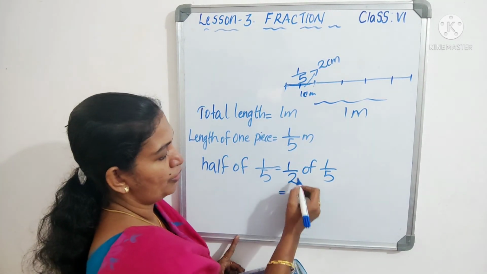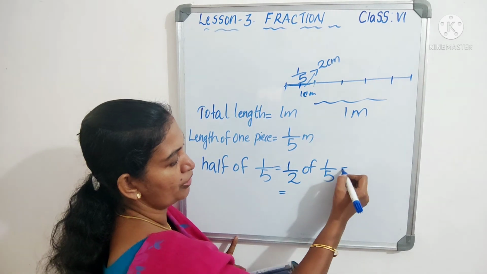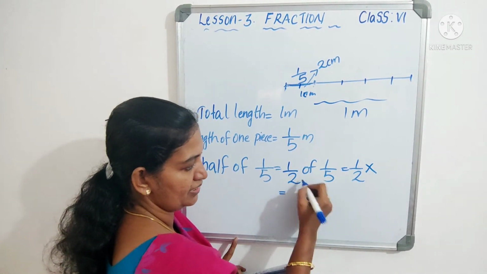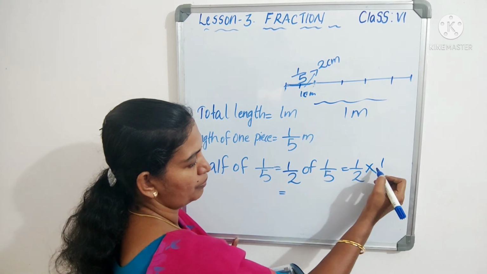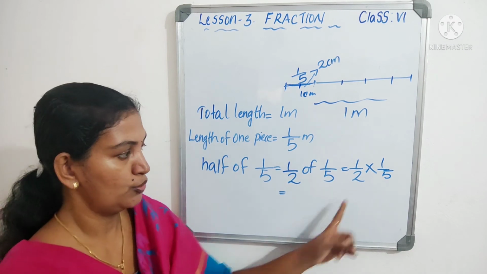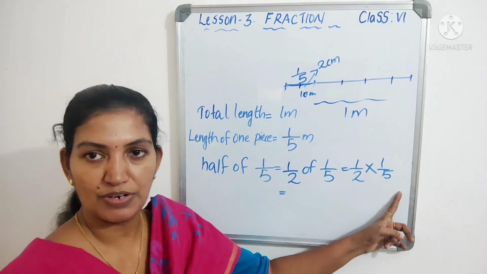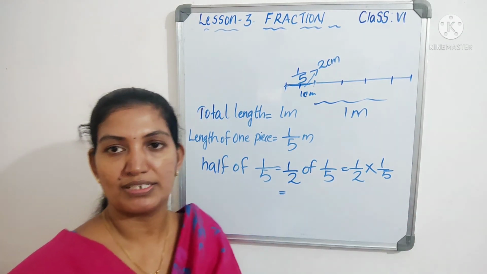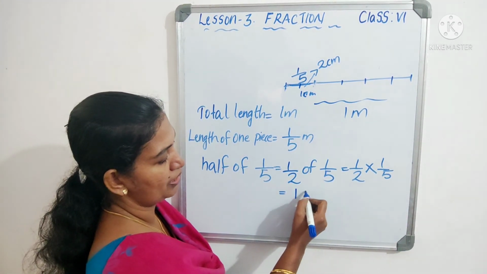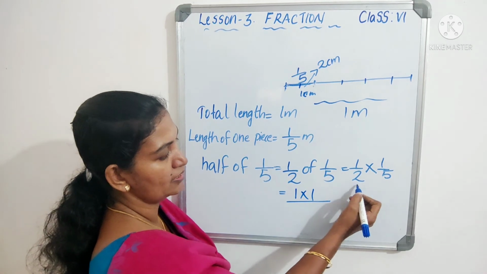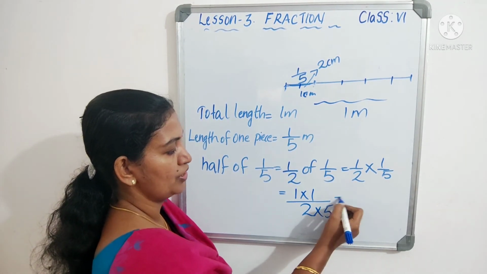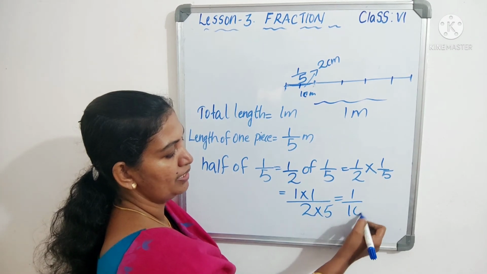So 1 by 2 of 1 by 5. Of means multiplication; we are doing half of it. Now we have two fractions, 1 by 2 and 1 by 5. We know how to multiply two fractions: multiply the numerators, 1 into 1, and multiply the denominators, 2 into 5, which is equal to 1 by 10.